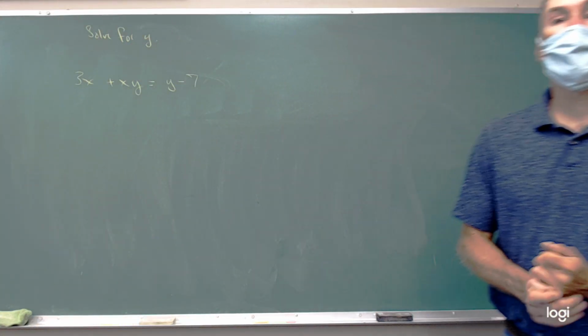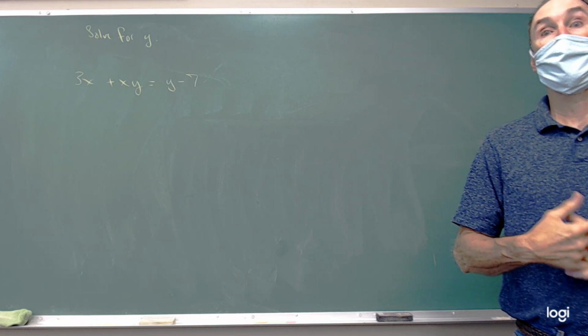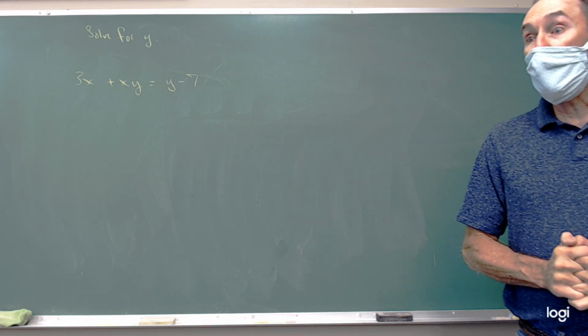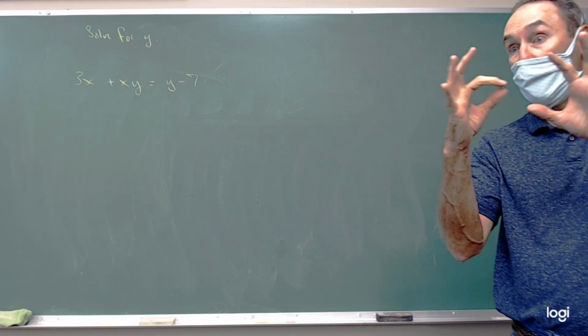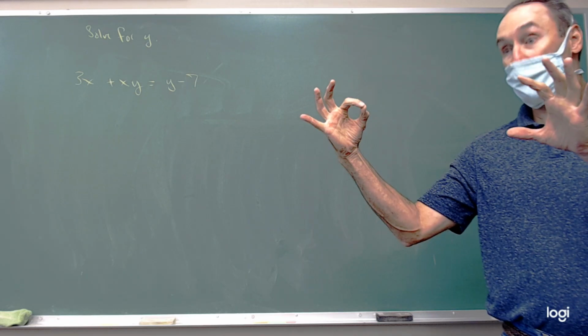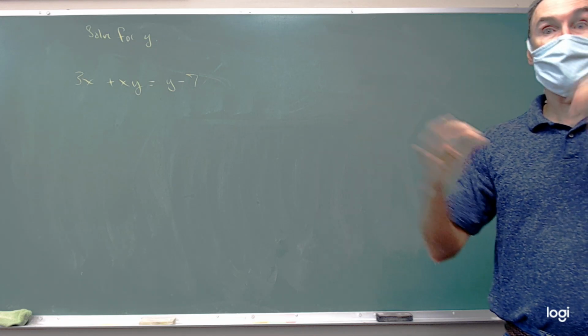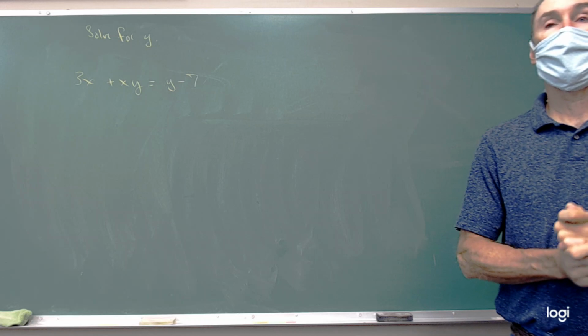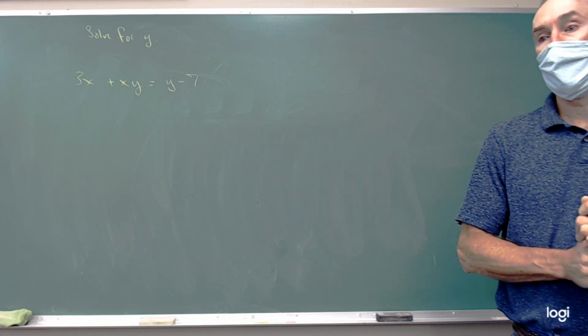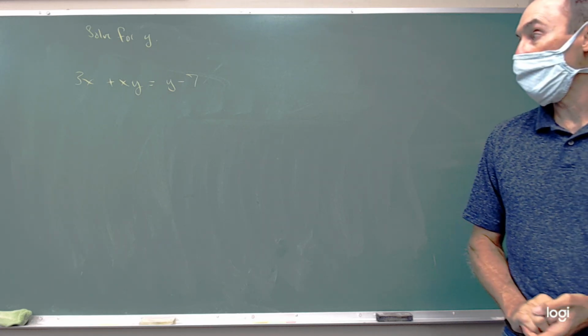Now, once you get the y's on one side of the equal sign, what's the strategy next? Divide by y? No, not quite. Instead of dividing by it, we want to factor it out. So once you get y's on one side of the equal sign and everything without a y on the other side, factor that y out.